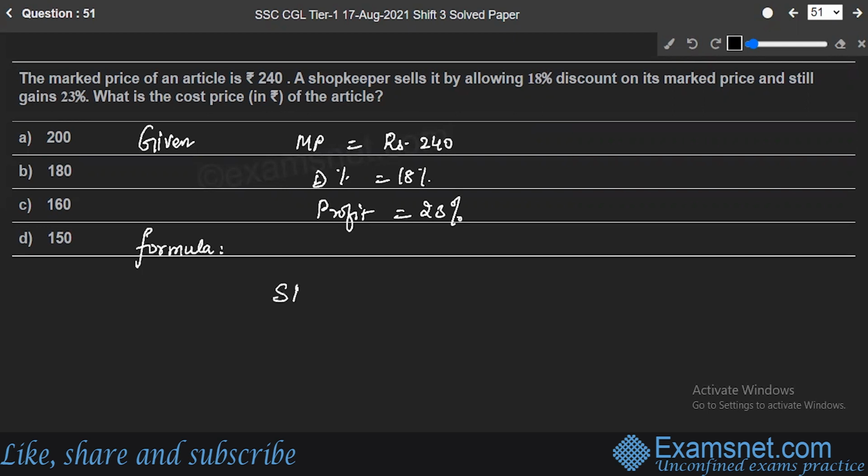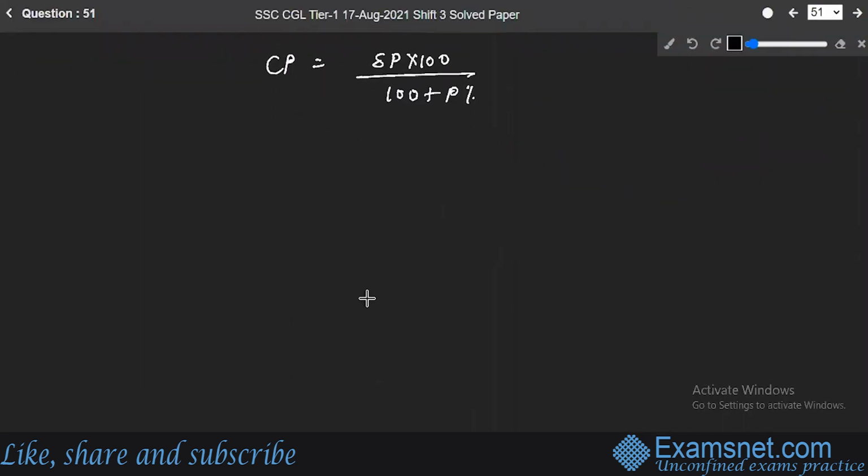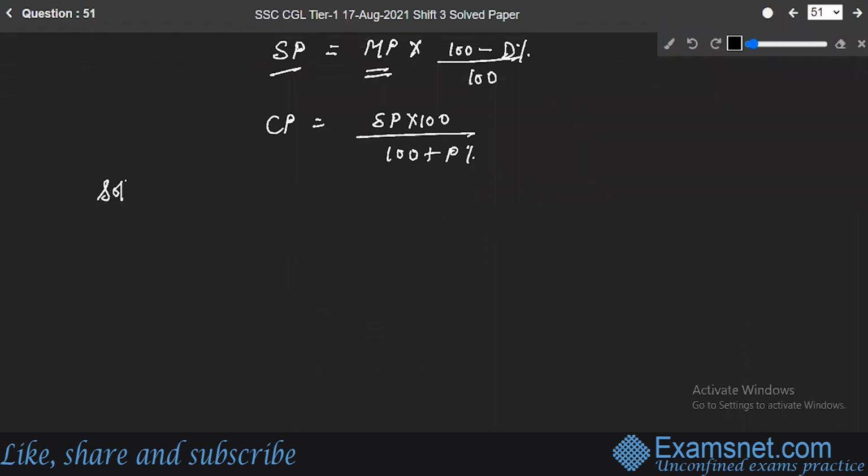Correct. Formulas we'll be using in this question. First, if you are given some marked price and discount, the selling price will be equal to marked price into 100 minus discount percent upon 100. This is a marked price. If this marked price is given, this is the selling price, right? What is the formula for cost price? It's selling price into 100 upon 100 plus profit percent. Let's move with the solution now.